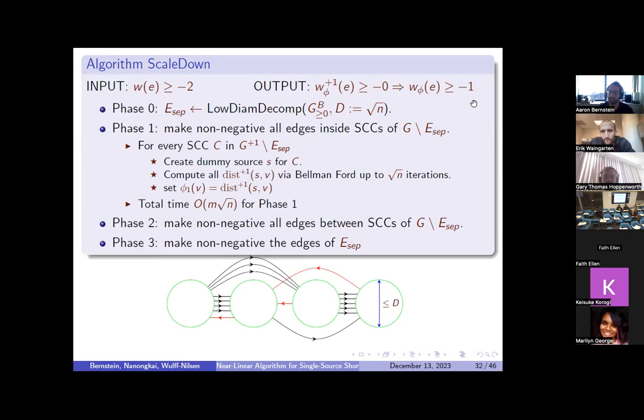Okay. So we're computing distances in G+1, which gives us a price function for G+1, which tells us that in G, the weights are becoming less negative. Exactly. So it doesn't directly compute distances in G. It just makes weights in G less negative, and then you apply this scale down routine over and over again. But we're just focusing on this one instance where our weights start at -2, and we want to make them -1. Okay, thanks.